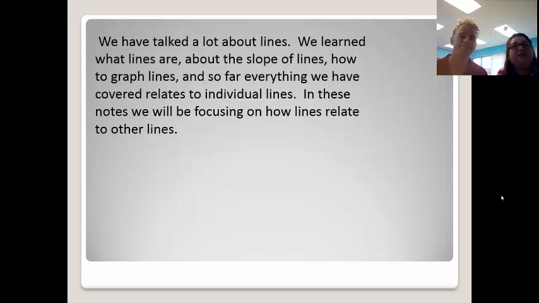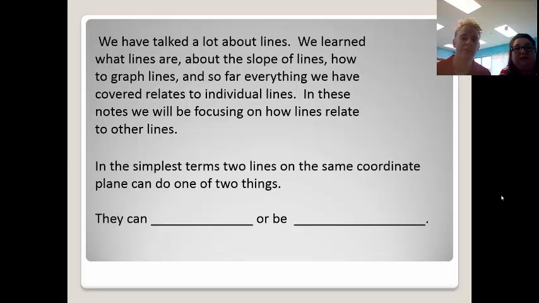Okay. So we've talked a lot about lines. We've learned what lines are, about the slopes of lines, how to graph lines, and so far everything we've covered relates to individual lines. So only one line. In these notes, we're going to be focusing on how lines relate to each other. So mostly in pairs. In the simplest terms, two lines, if we put them on the same coordinate plane, can really only do one of two things. They can either intersect or be non-intersecting.